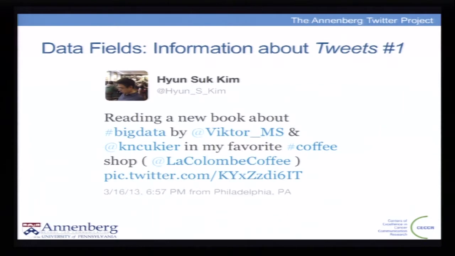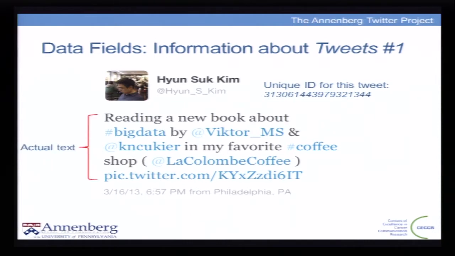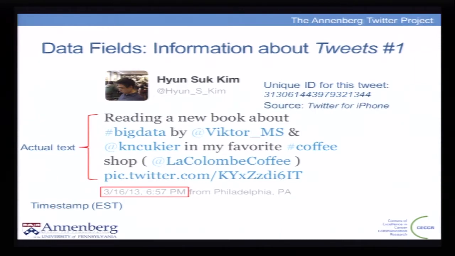Just to give an example, I tweeted the survey, and if you look at this data, this tweet has a unique ID, which is not shown in the user interface. I think it's a 17 or 19 digit number for each tweet posted. And obviously there's the actual text we are collecting and the timestamp, which we are converting into Eastern Standard Time. Again, not shown to users, there is source information, the device used for tweeting. In my case, I use Twitter for iPhone.